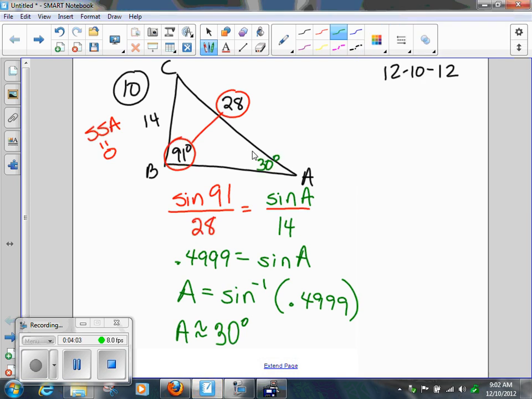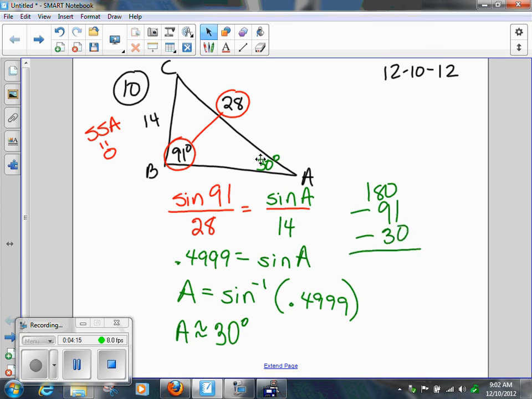What's the other piece that's going to be the easiest thing to find now? The other angle, okay? 180 minus 91, which we were given, minus 30, which we just found. That's 121. Is that 59 degrees? Okay? So 59 degrees for angle C.